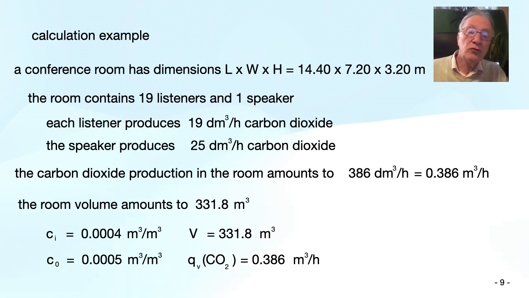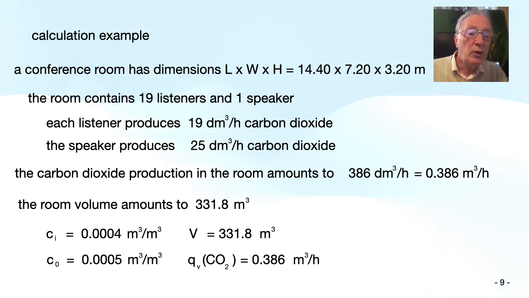Then we go to the concentration calculation example. We have a room, a very large room, 14 meters by 7 meters, with a room height of 3.2 meters. We don't have many people in the room. We have 19 listeners and 1 speaker. The speaker has a slightly higher carbon dioxide production. We can calculate the total carbon dioxide production.